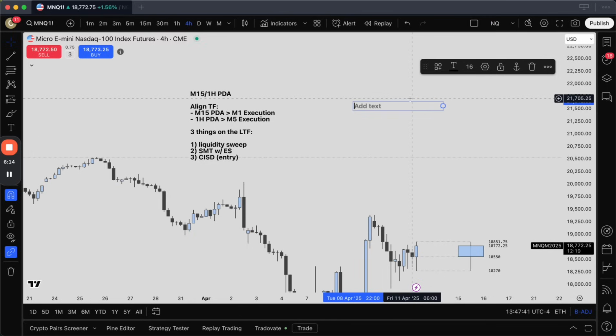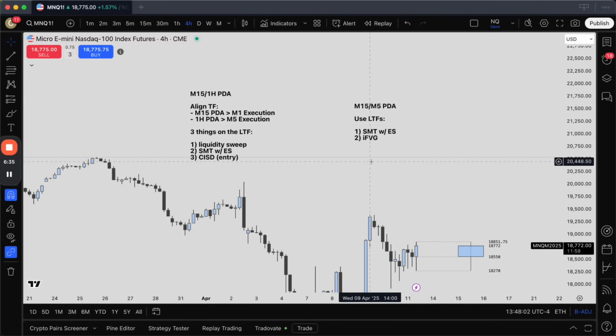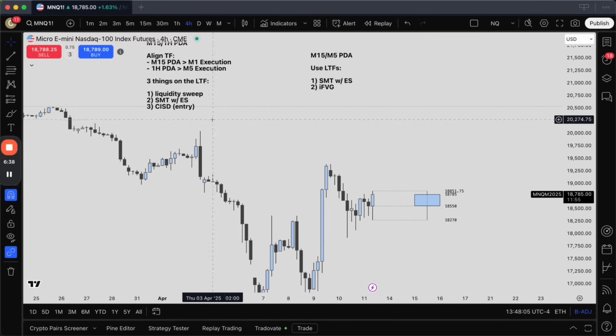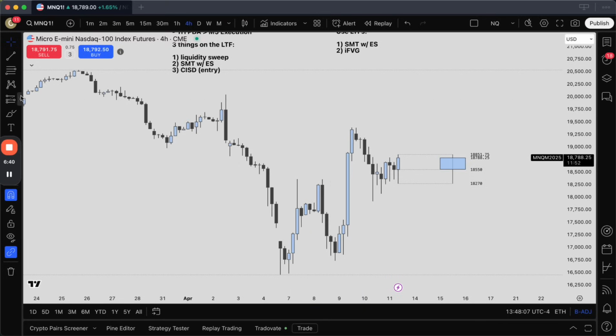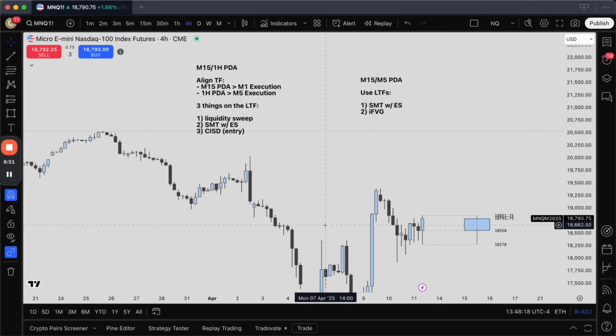It's the 4-hour candle opens up and then they wait for price to trade into a 15-minute or 5-minute fair value gap, or no, PD array. And then I don't think there's an aligned time frame, but use lower time frames for 1, SMT with ES, and then 2, inverse fair value gap. Basically, an inverse fair value gap is when a fair value gap is inverse. So like right here, as you can see, these candles right here inverse this fair value gap. This was a bearish fair value gap. All right, so that is the entry model.